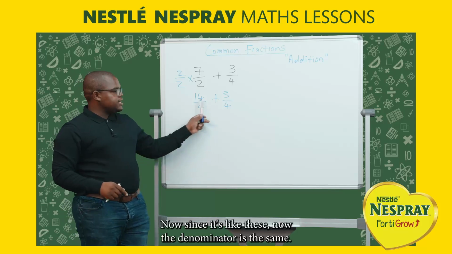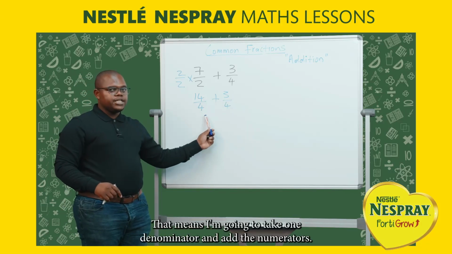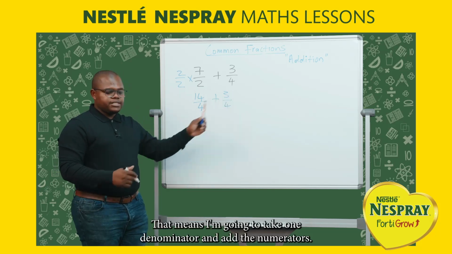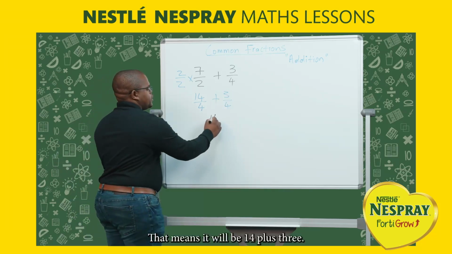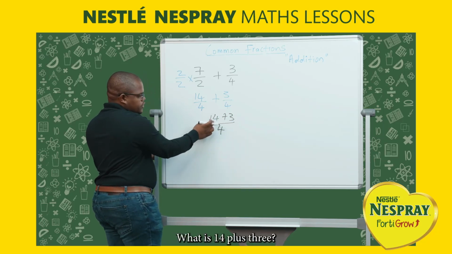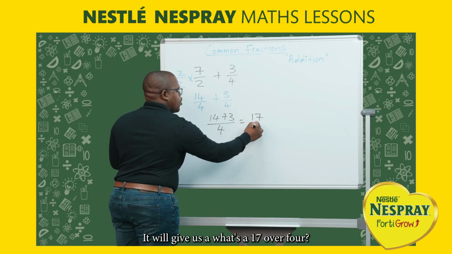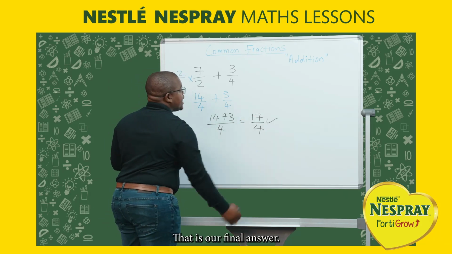Now, since it's like this, the denominator is the same. That means I'm going to take one denominator and add the numerators. That means it will be 14 plus 3, all over what? 4. What is 14 plus 3? It will give us a what? A 17 over 4. That is our final answer.